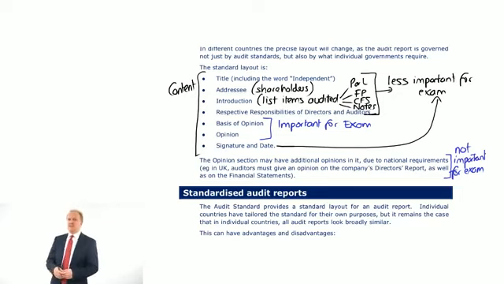So for example, in the United Kingdom, as well as giving an opinion on whether the accounts are true and fair, we also have to give an opinion on something called a director's report. You don't need to know that. Just be aware there are additional reporting requirements possible.